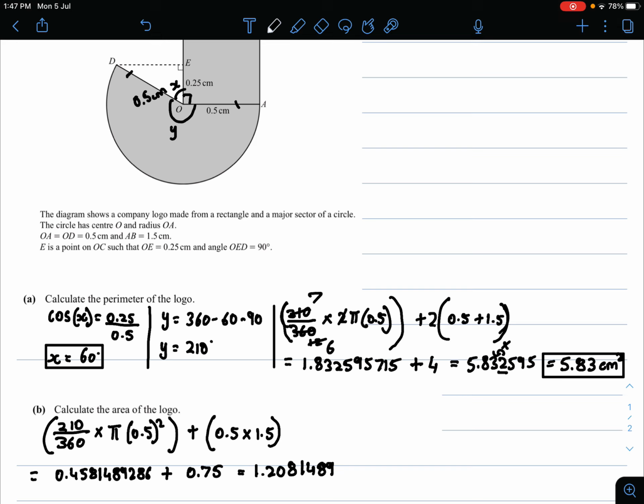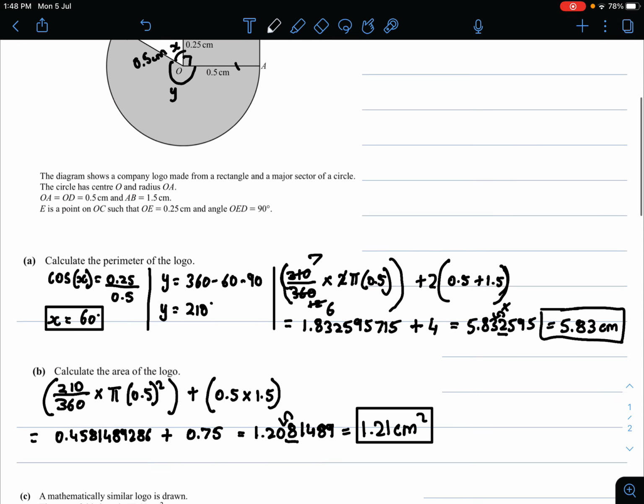1.2081489. And since you have to give your answer in 3 significant figures, you will get your final answer as 1.21, because 8 is more than 5, so it will round off the 0 to the next number, and this unit will be centimeters squared because it is area. And my bad, the perimeter will only be centimeters, not centimeters squared. So this is your answer for part B.